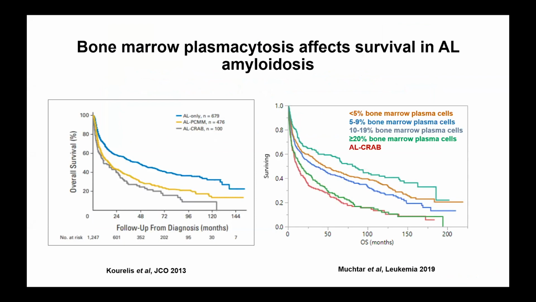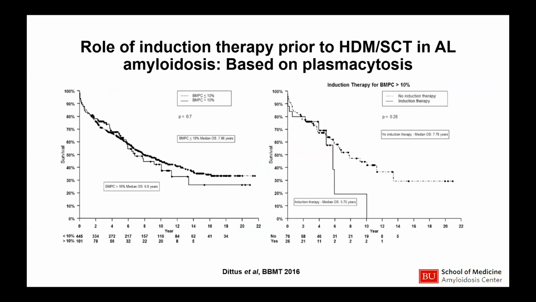Mayo Clinic investigators have also noted that bone marrow plasmacytosis affects survival in AL amyloidosis in these 2 separate publications. We examined at Boston University Amyloidosis Center the role of induction therapy prior to stem cell transplantation based on bone marrow plasmacytosis of greater than 10%, and we noted that there was no difference in overall survival for patients who received induction therapy prior to stem cell transplantation, irrespective of the bone marrow plasmacytosis.